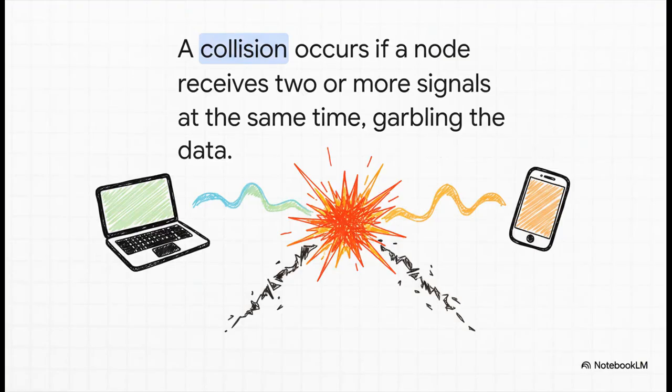Think about it. Your Wi-Fi network is a broadcast medium. It's like a single-lane road that every single device in your house has to share. If your phone and your laptop both try to send data at the exact same microsecond, their signals smash into each other, and the result is a collision. The data from both devices just turns into scrambled, useless noise.